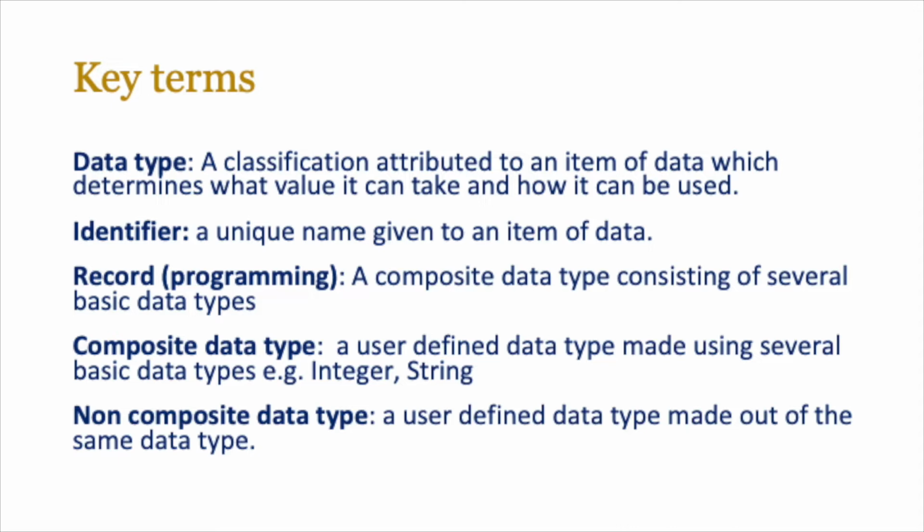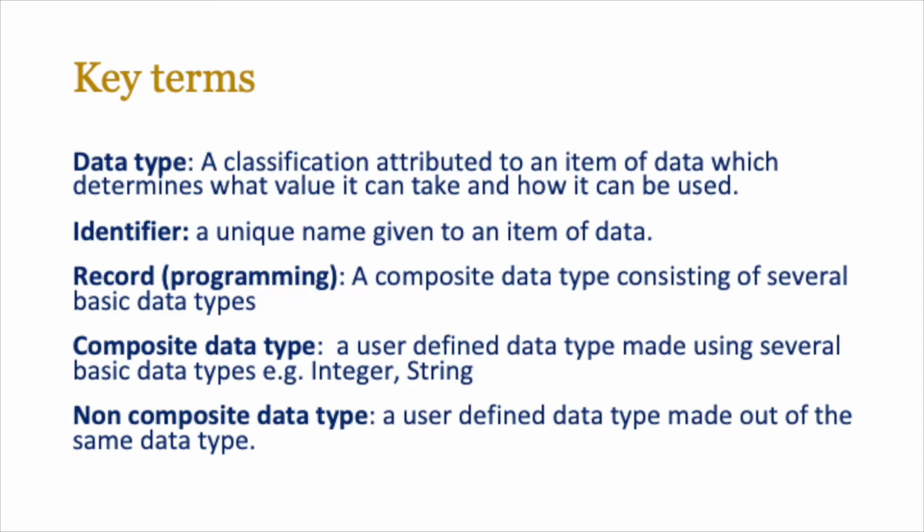A data type is a classification attributed to an item of data, which basically determines its value, what it can store and how it can be used. So a string, as we know, is a common data type. What that means is that you can have any combinations of letters, numbers or symbols, and you can use it for those purposes. For example, you can probably apply string functions to it rather than calculation functions to it.